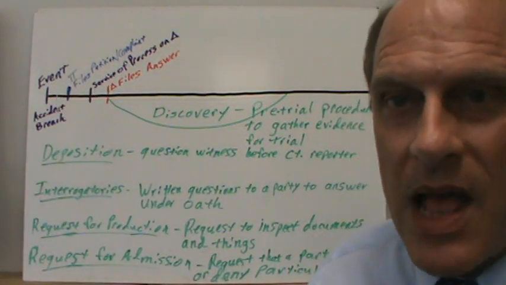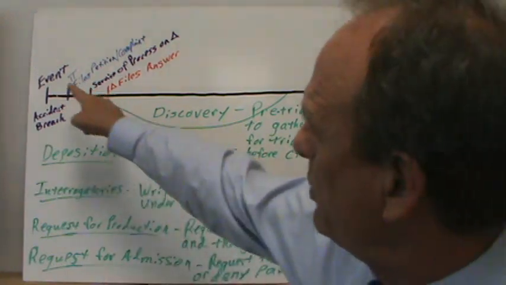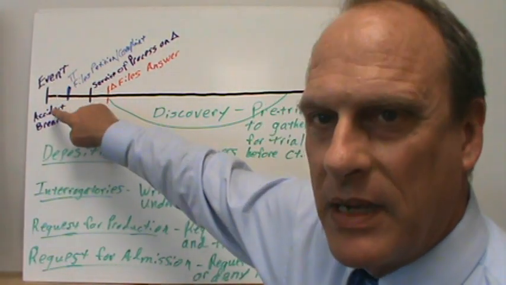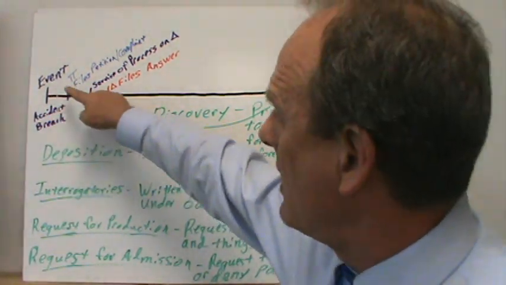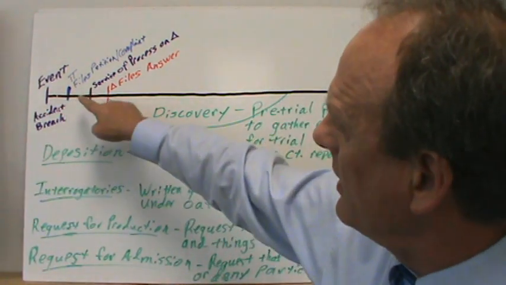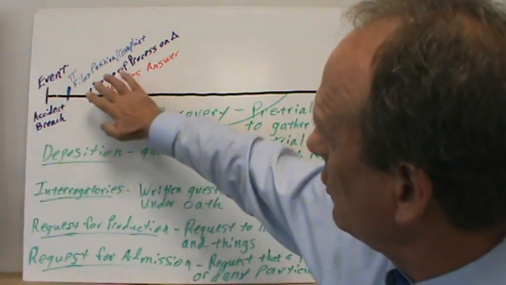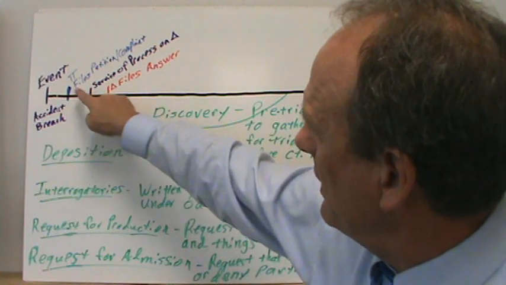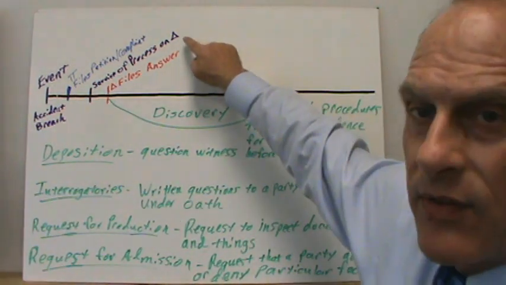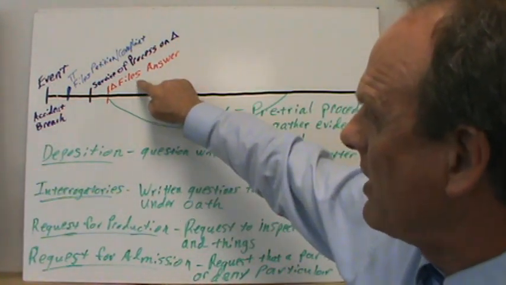Let's look at a timeline now of a lawsuit. I've put up here an event, which could be the breach of contract or an accident, followed by the plaintiff filing a petition in court. The petition is served on the defendant, giving them notice, and then the defendant needs to file his answer.